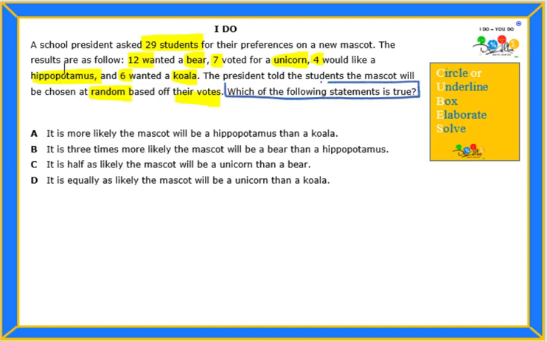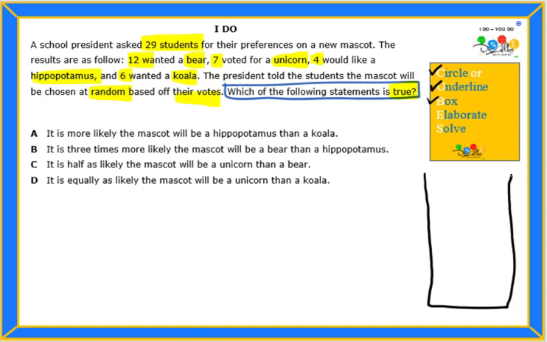We're going to box in our question. We're looking for a statement that is true. So in our KEEP strategy, we make sure we circle and underline, which we have, the important information, and we box in our question. Now I'm going to elaborate. To elaborate, I would like to draw a table for this one so that the data is easier to read for me.